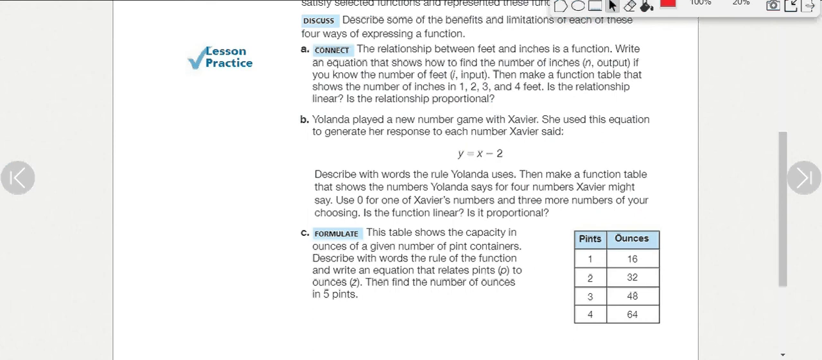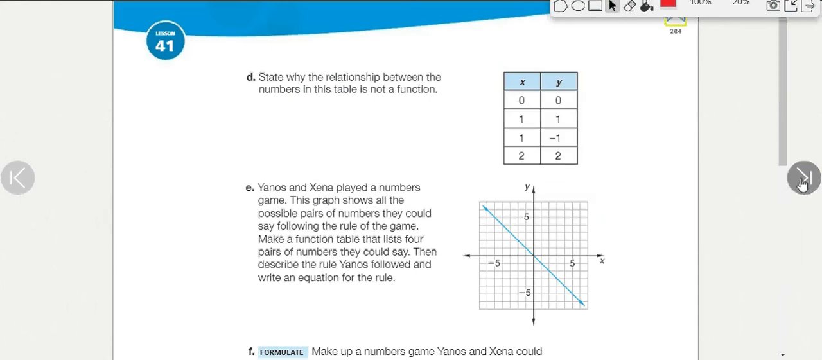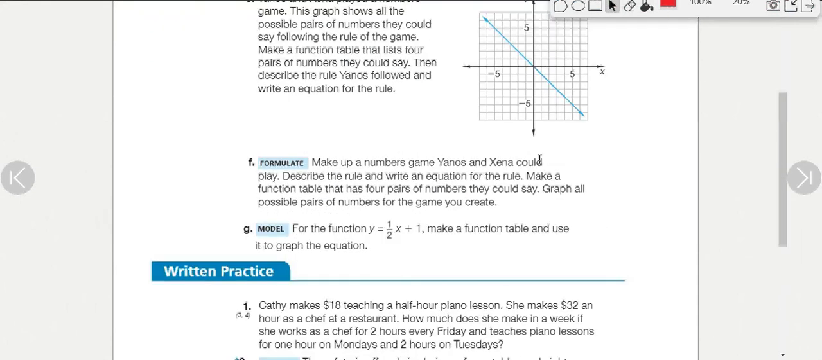Let's do B, D, and G. Do your best to ask questions.